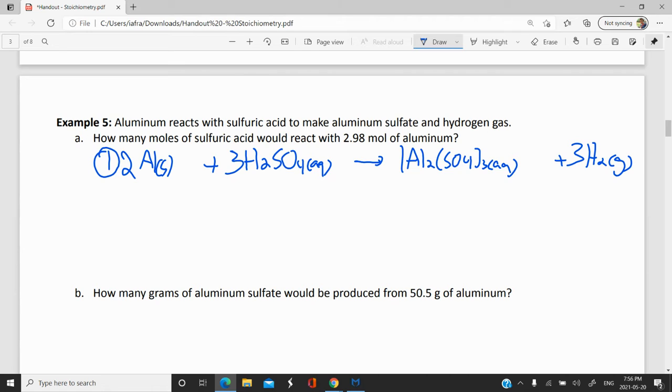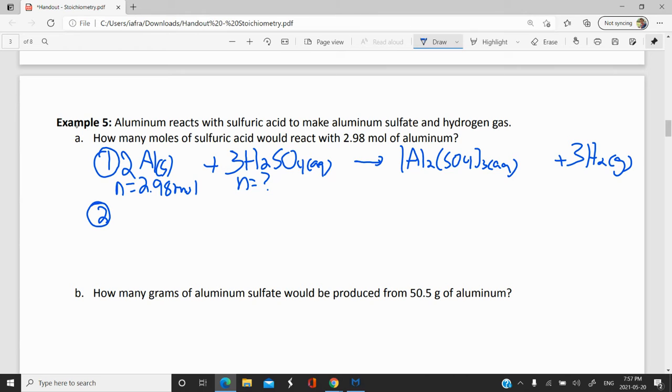And we want to know how many moles of sulfuric acid will react with 2.98 moles of aluminum. So let's go ahead and write down some information here. We have 2.98 moles of aluminum. And then we want to figure out how much sulfuric acid would react in moles. So this is a nice mole-to-mole problem. There's nothing different or tricky here with that. So we can go ahead and just find our ratio between the aluminum and sulfuric acid.